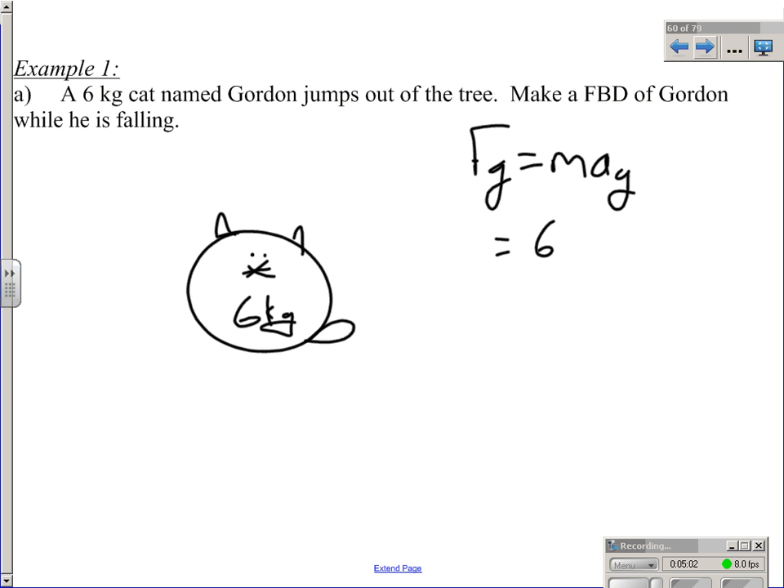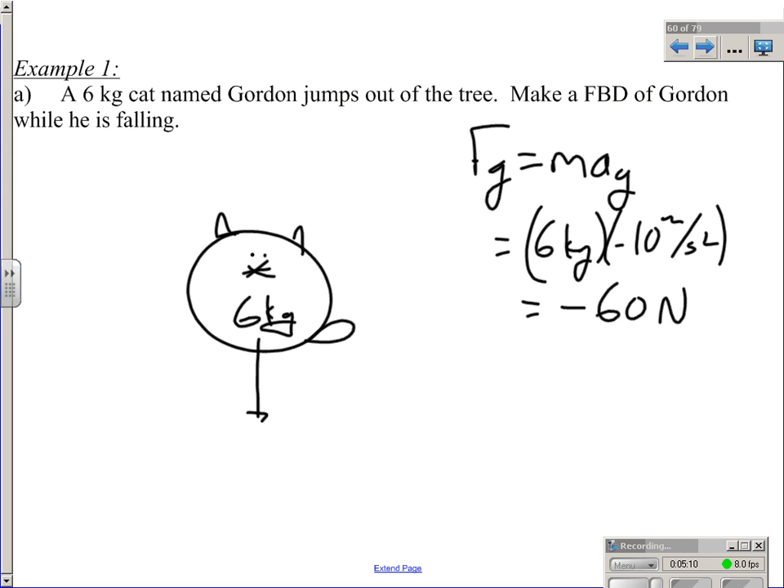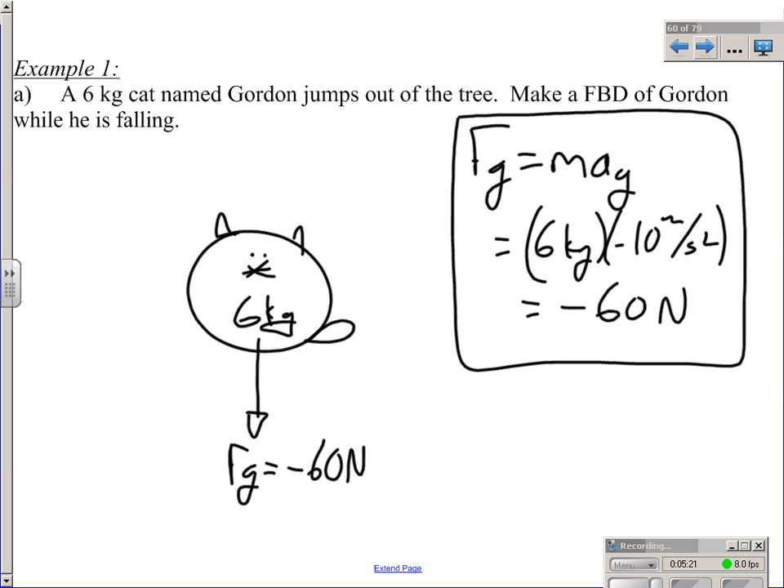6 kilograms times negative 10 meters a second squared. So you get negative 60 newtons. So your force of gravity pulling the cat down is negative 60 newtons, right? It's just the mass times negative 10. I'm going to stop writing this out every time. I'm going to assume if I give you the mass, you can find your force of gravity. Okay. All right, so the cat is falling.